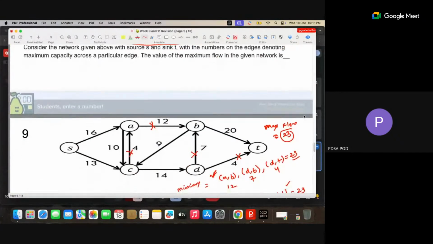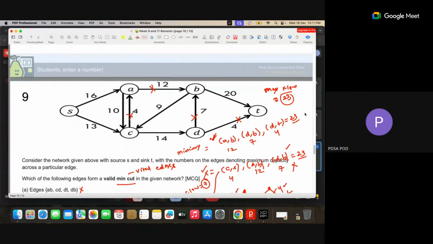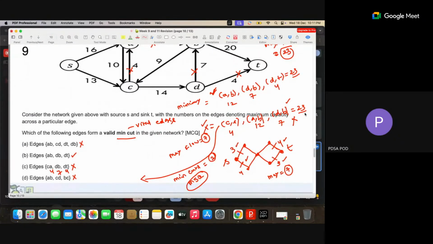But this 23 can be stopped by cutting edges like C to A to B, D to B. If you cut it, this 23 can be stopped. But the same 23 is matched with this and this. But don't fix on that. 2 verifications you need to do: either the minimum cut sum is equal to the maximum flow or not, and after the minimum cut, either flow is allowed or not. Clear?